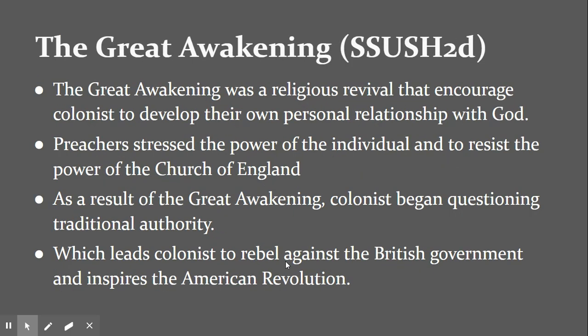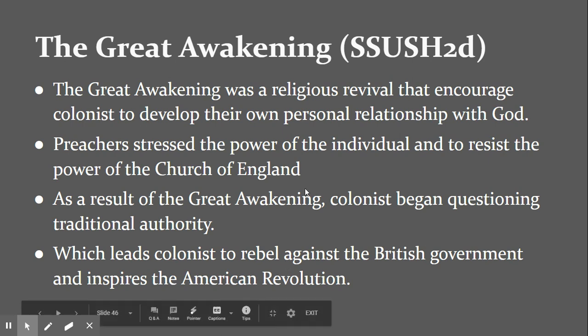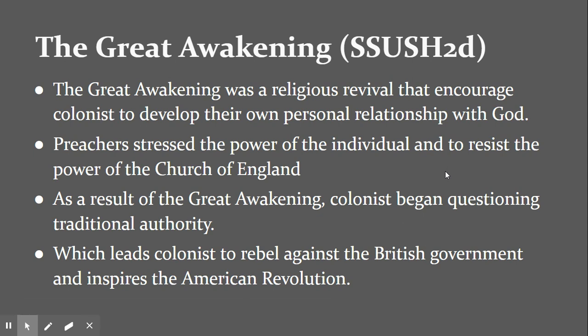So the Great Awakening was a religious revival that encouraged colonists to develop their own personal relationship with God. Preachers stressed the power of the individual and urged them to resist the power of the Church of England. Do not listen to them; they're bad people. As a result of the Great Awakening, colonists began questioning traditional authority, which led colonists to rebel against the British government and inspire the American Revolution.